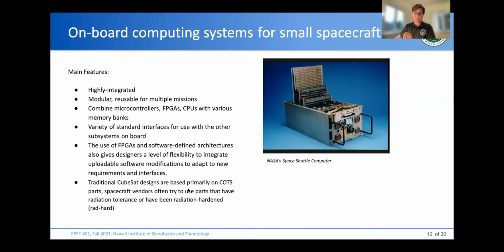Also, CubeSats are typically designed around COTS, or commercial off-the-shelf parts, because these COTS basically lower the cost of a part dramatically. With COTS, usually you buy a microcontroller that Texas Instruments develops, and there are thousands of them available.